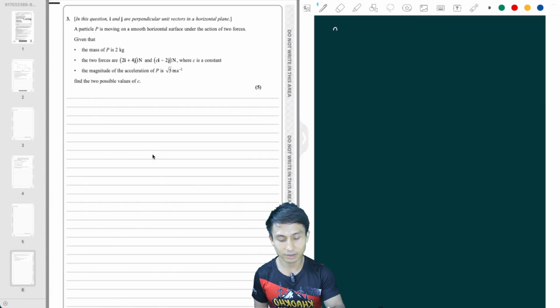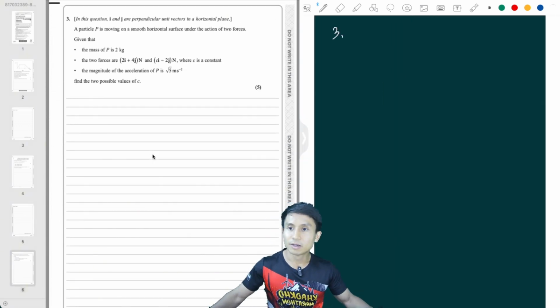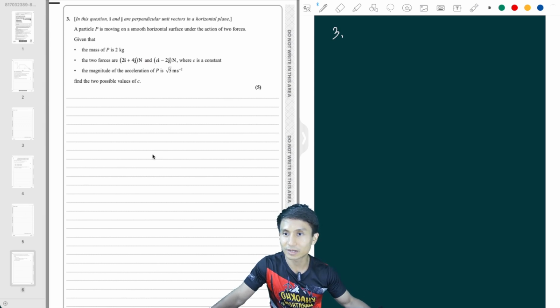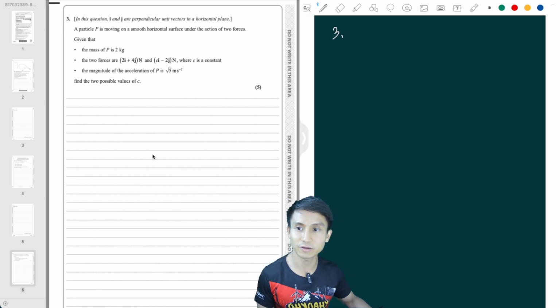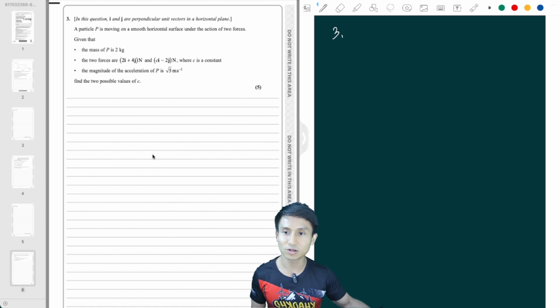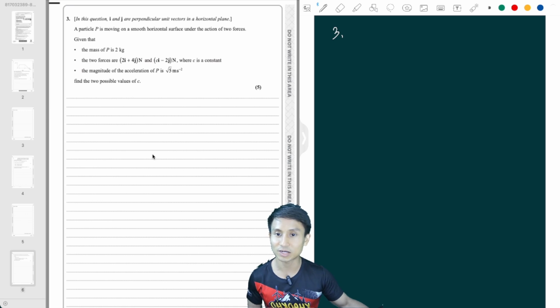Number 3. Okay, in this question, i and j are perpendicular unit vectors in the horizontal plane. A particle P is moving on a smooth horizontal surface under the action of 2 forces. Given that the mass of P is 2 kilograms, the 2 forces are that and that, where C is a constant. The magnitude of acceleration is root 5 meters per second squared. Find the two possible values of C.